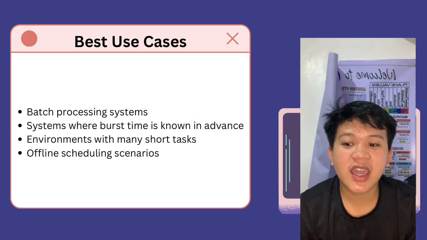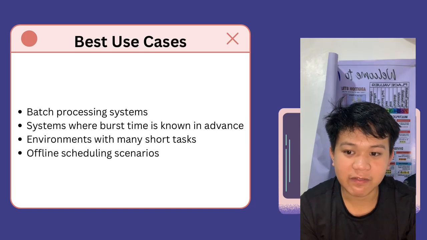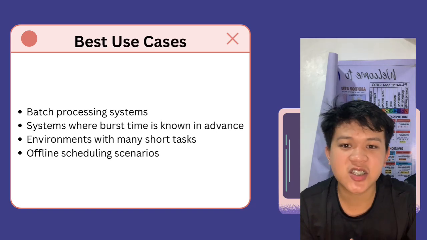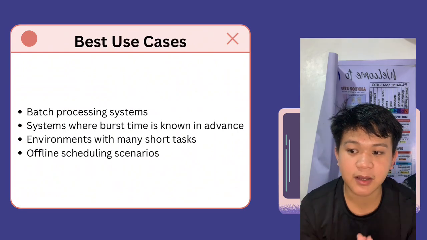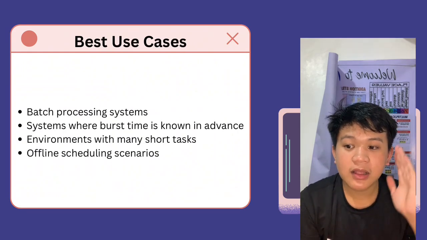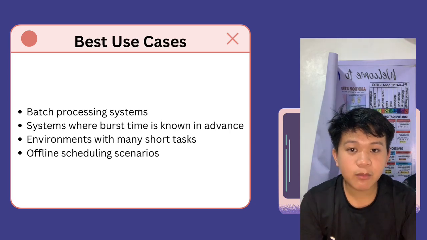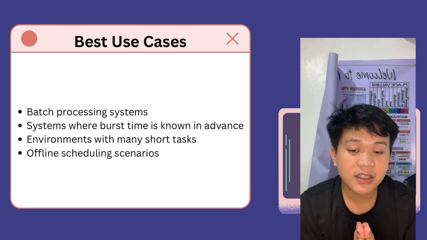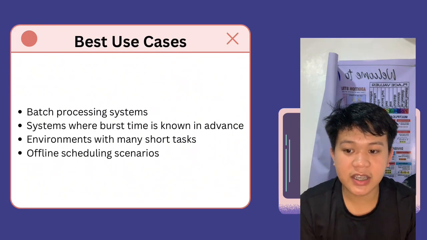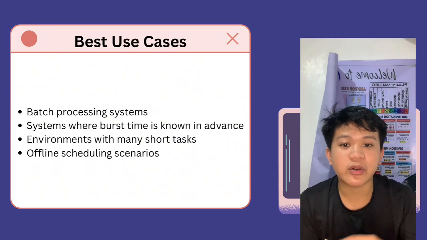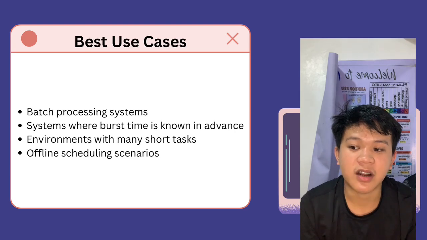Best use cases. We have 4 examples of best use cases for SJF. First, batch processing systems, where job lengths are known. Second, systems where burst time is known in advance. Third, environments with many short tasks. Fourth, offline scheduling scenarios.